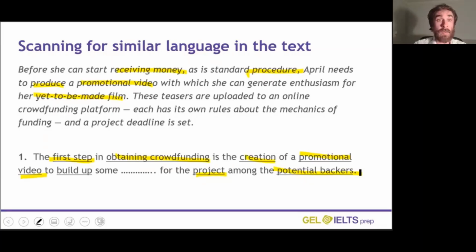Now, our really important keyword was build up. Can we find a synonym in the text? Generate. Now, let's think back to our predictions from earlier. We predicted awareness, excitement, or interest. Now, I don't see these in the text, but can we find any related words that might go in this gap? Look at the next question below this video. Can you write the word from the text that you think could go in this gap? Remember, you should copy it exactly as it appears in the text.